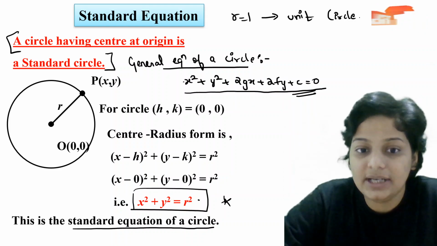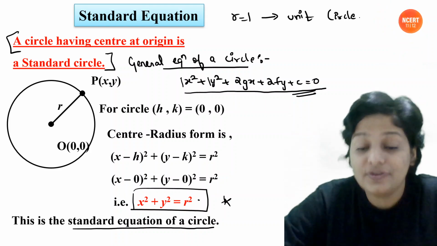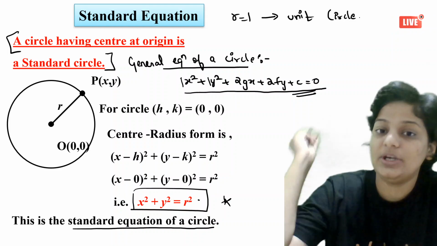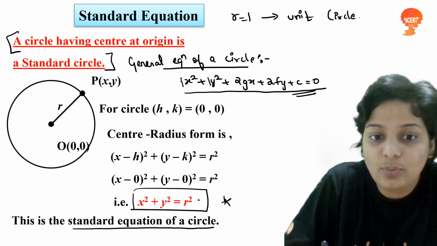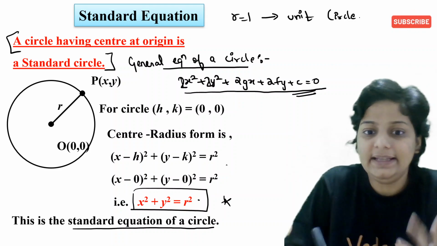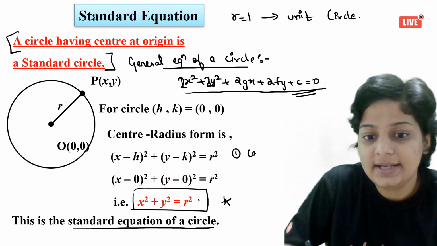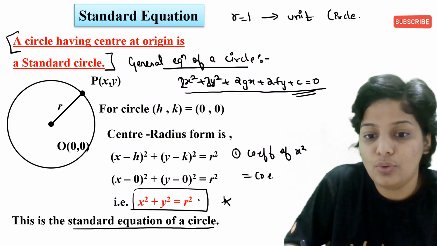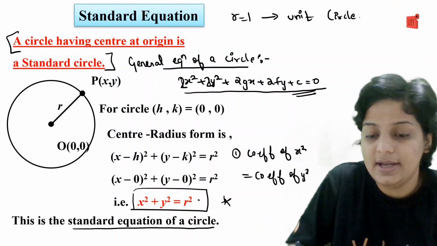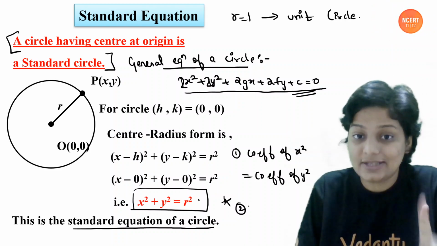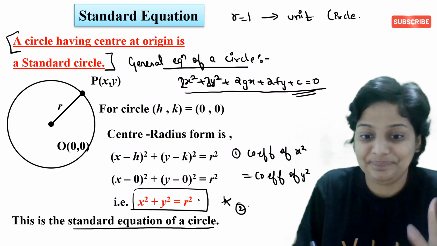Two things need to be kept in mind. The coefficients of x and y should be the same. The coefficients of x² and y² should be the same. It can be 1 and 1, it can be 2 and 2, 3 and 3, 4 and 4, anything. So one thing, that is, the coefficient of x² should be equal to the coefficient of y². If you see this, it's a circle. These are extra things that I am telling you.